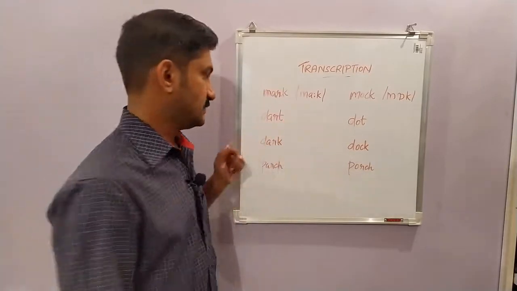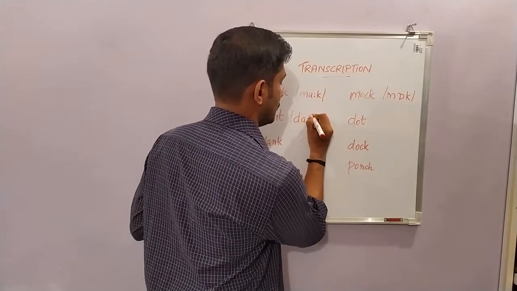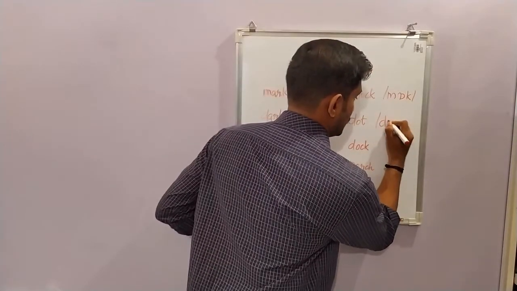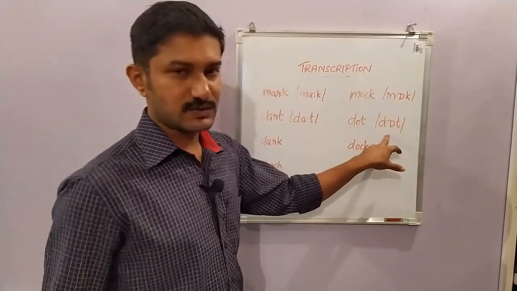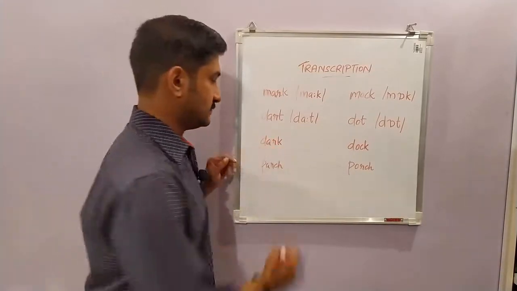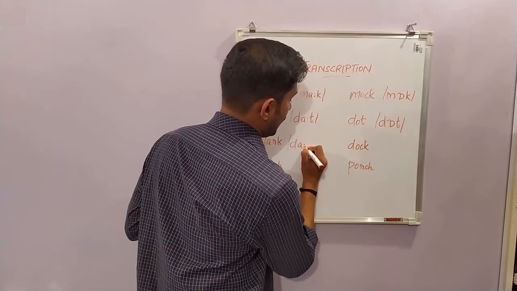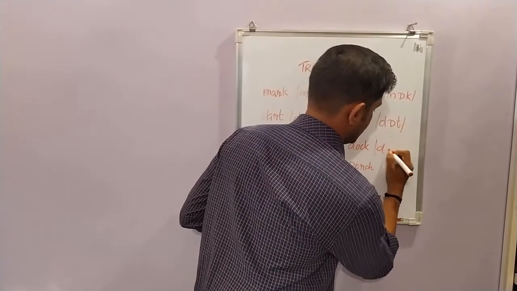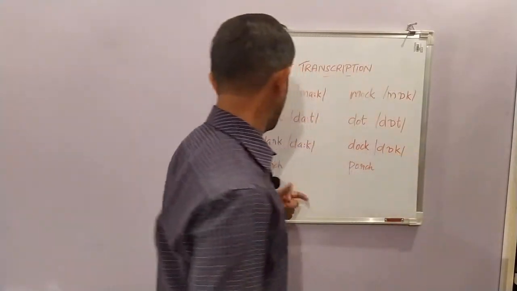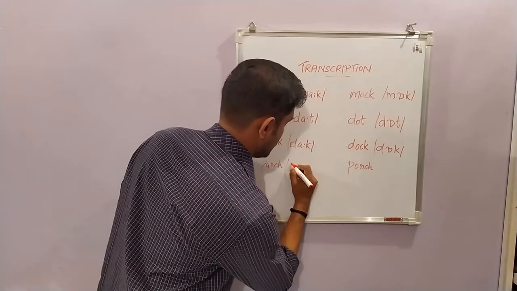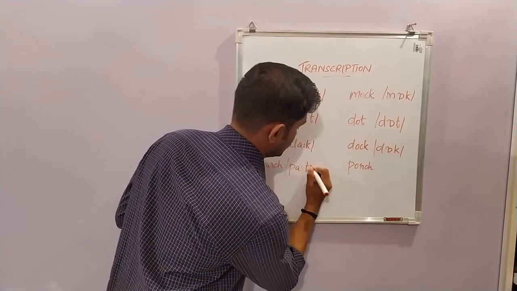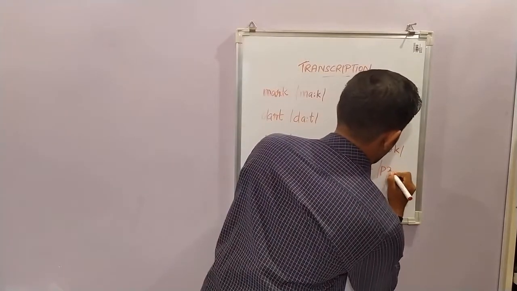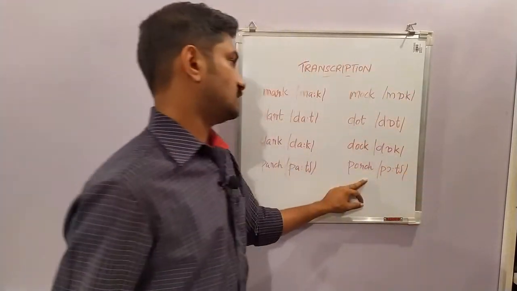Then dart, d, r, t, dot. This dot, d, o, t sound, dot. Then again dark, d, r, k sound, dark. This dock, d, o sound, k. Then parch, p, r sound, ch, parch. Porch, p, o, ch, porch.